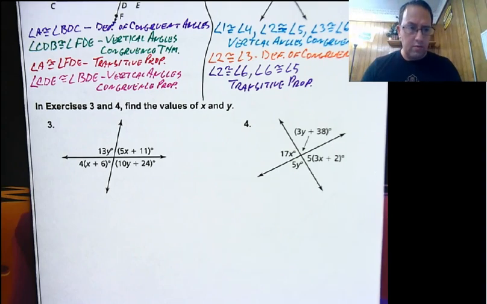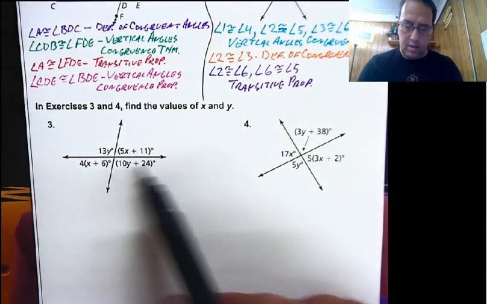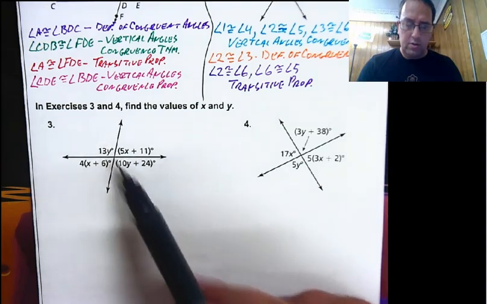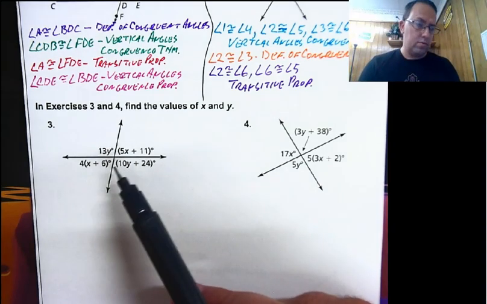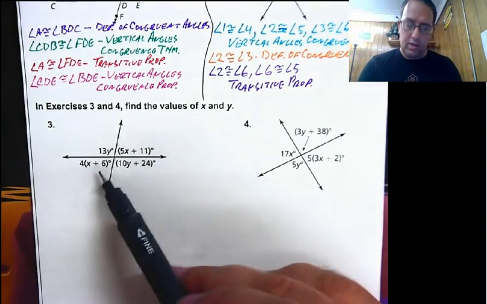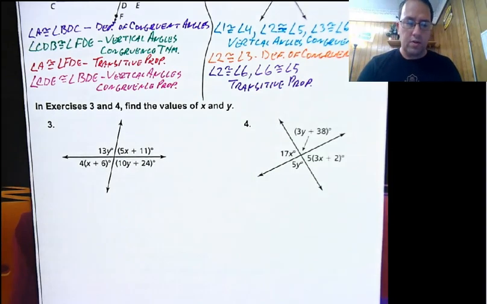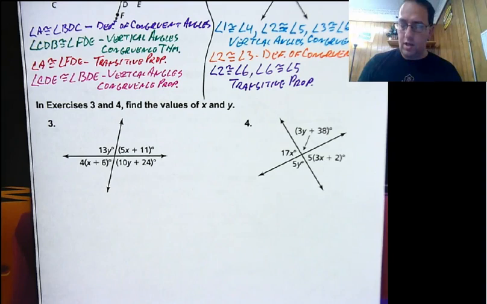However, let's see here. We do have something. We have 13y and this other one that has y. Notice those are across from each other, so that means those are vertical angles, right? So they're going to equal each other. Over here, we've got the same thing. The statements with the x's are vertical angles, so those equal the same thing. And so we can just solve for either one of these.